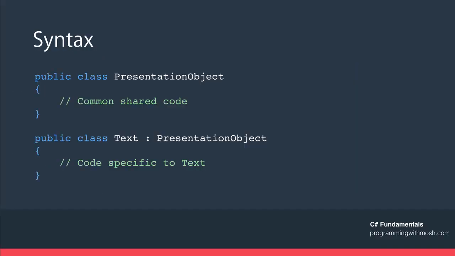In terms of syntax, here is how we implement inheritance in C#. So here we simply create our common class, which is presentation object, and then we create a new class like text that inherits from that. We implement inheritance by simply appending a colon and the name of the base class after declaration of the child class. Okay, now let's start coding and see this concept in action.